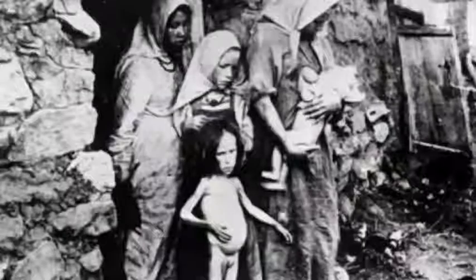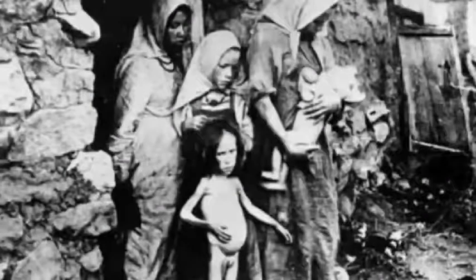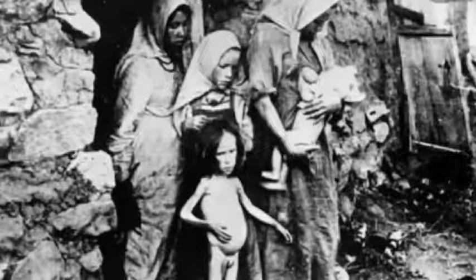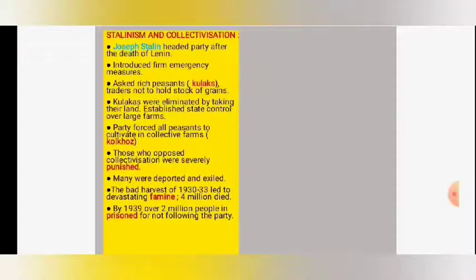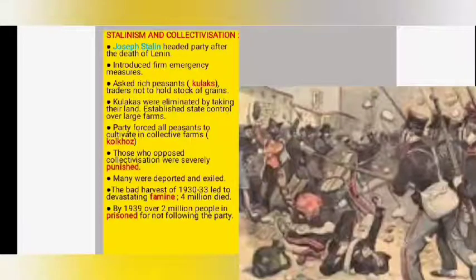The bad harvest of 1930-33 led to a devastating famine. Around 4 million people died in this famine. By 1939, over 2 million people were imprisoned for not following the party.